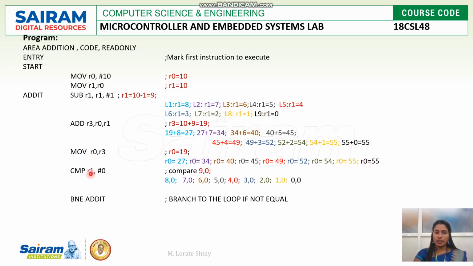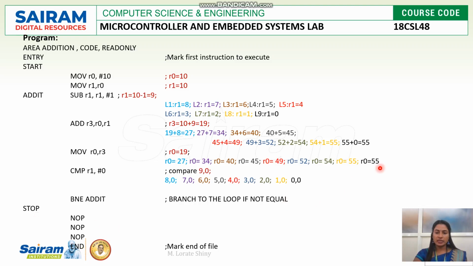R1 is 0. Now in the compare instruction we will compare 0, 0. So both became equal. Here the condition is, if both are not equal, then we jump back to the loop. But here both are equal, so we should come out of the loop. So what is the next instruction? Stop. We included start here, so we have to include stop also. Then we can end the source file.